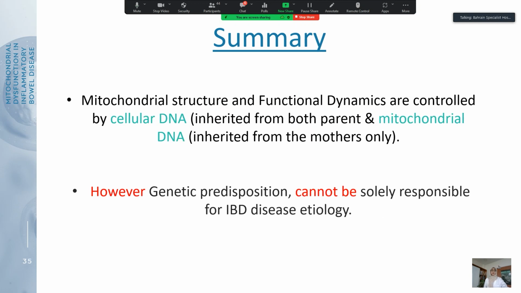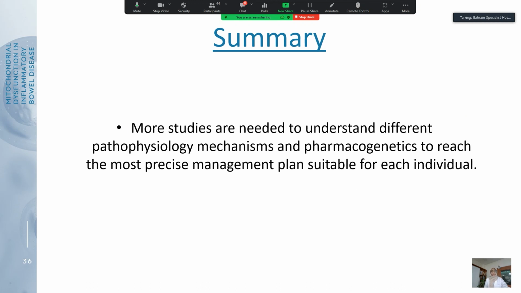The mitochondrial structure and function is controlled by the cellular DNA and the mitochondrial DNA. However, genetic predisposition alone is not the only factor for inflammatory bowel disease, but it has an important role. We still need more studies to understand the exact pathophysiological mechanism and the pharmacogenetic response to treatment, so we can make more precise management plans suitable for each individual in the future.